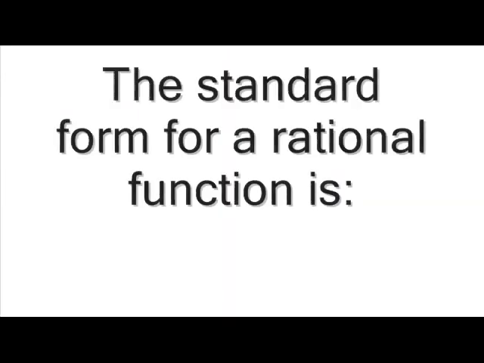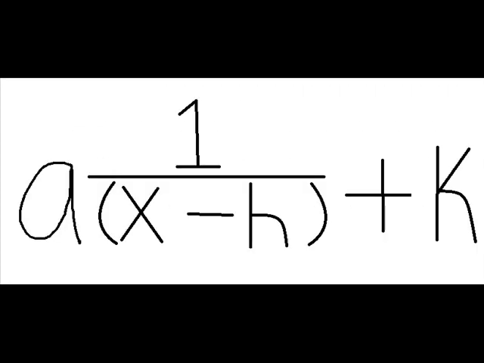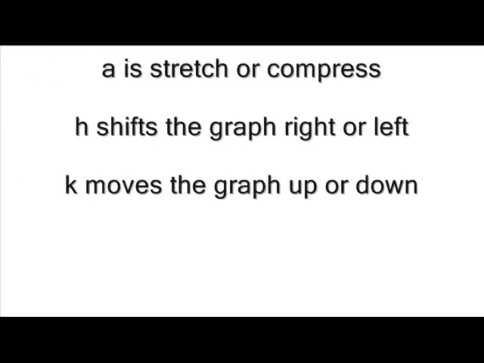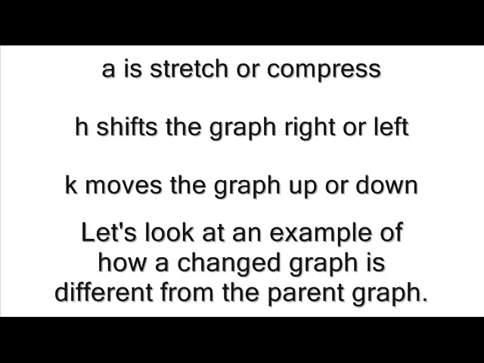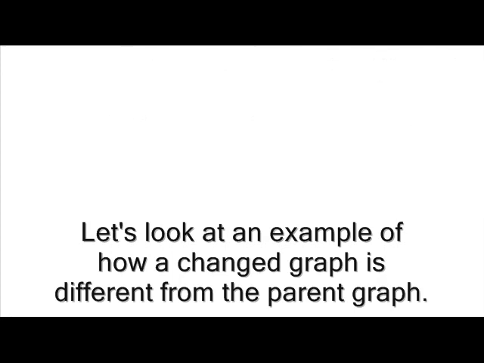The standard form for a rational equation is a times 1 over x minus h, plus k. A is the stretch or compression value, h moves the center of the graph right or left, and is also the value of the vertical asymptote. K moves the center up or down, and is also the same value as the horizontal asymptote.